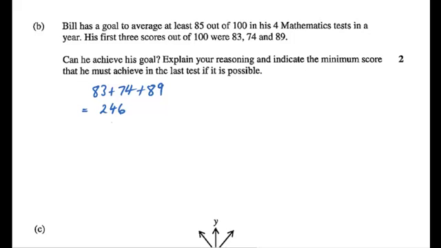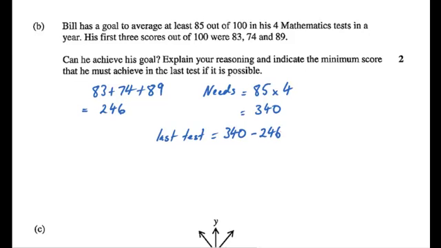And that gave you a total of 246. That's what his current total is. If he needs an average of 85, it's for 4 tests, so 85 times 4, which is 340. So for his last test, what he needs is the 340 minus the 246, and that is 94. Alright, so that was the answer. So it is possible, but he had to score at least 94 to get it.